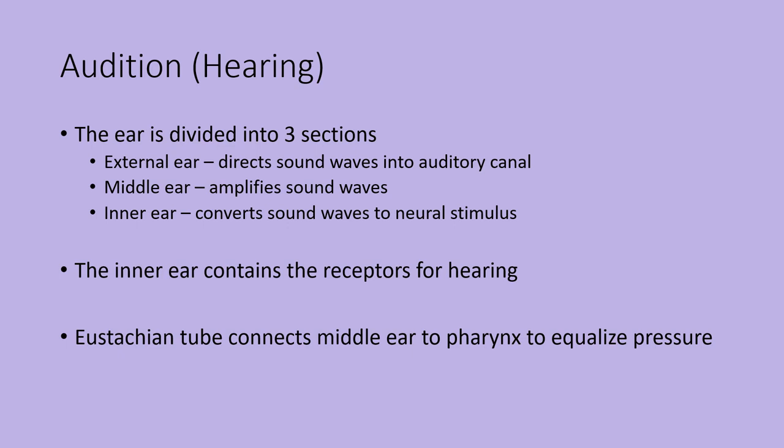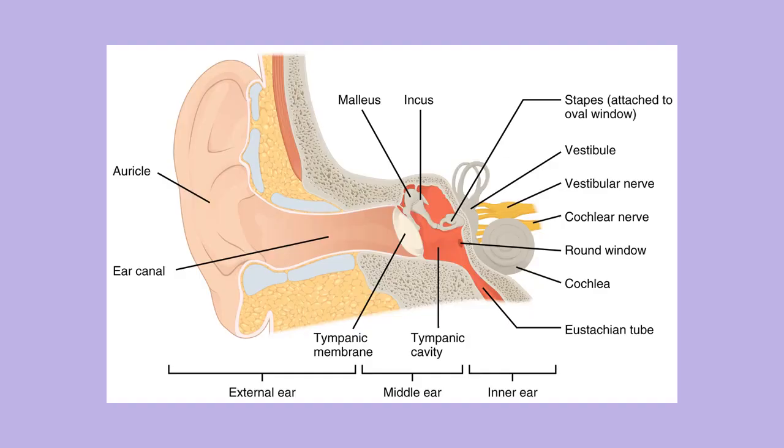The eustachian tube, which most of you hopefully have heard of, and some of you may have unfortunately had some experience with, connects to the middle ear. Basically, it's a tube connecting the middle ear to the pharynx. It's supposed to help equalize the pressure.